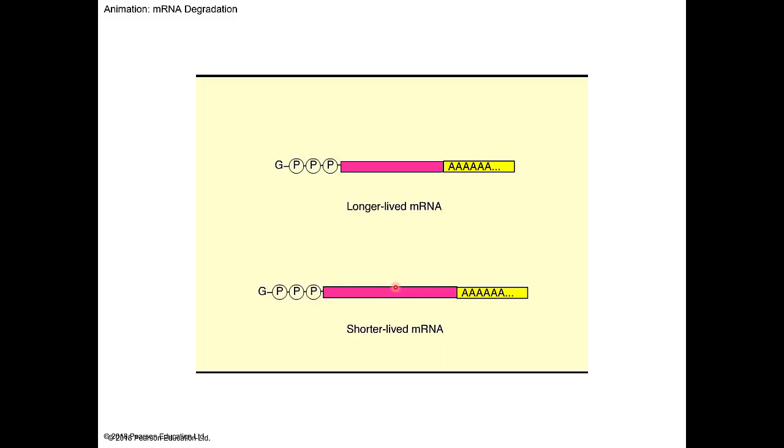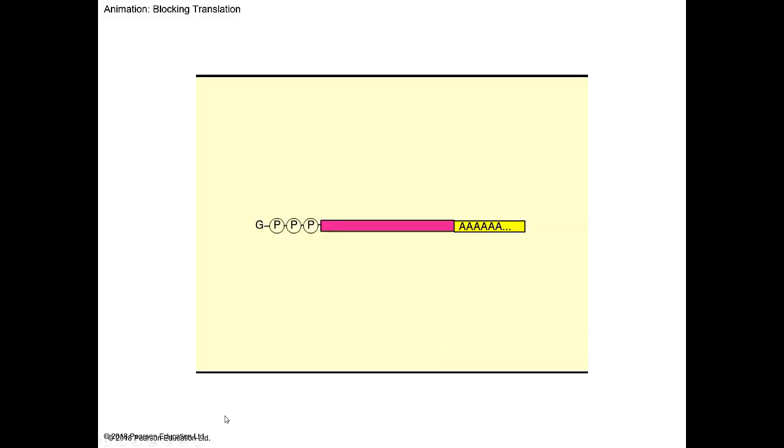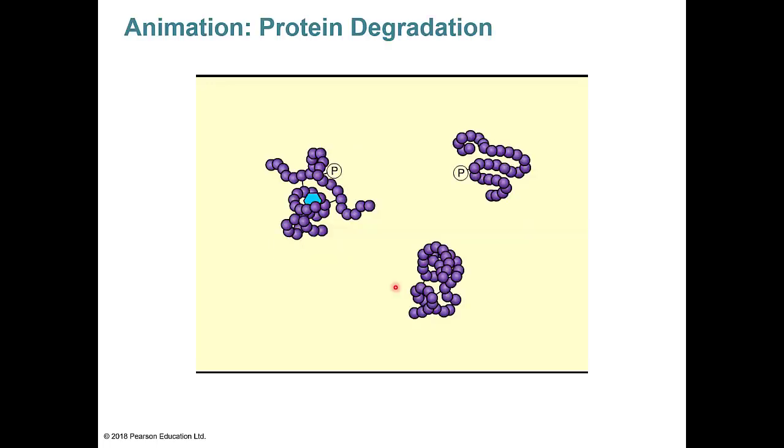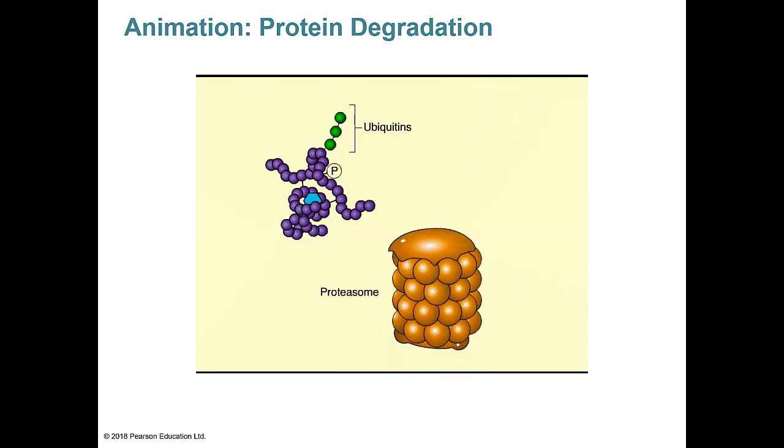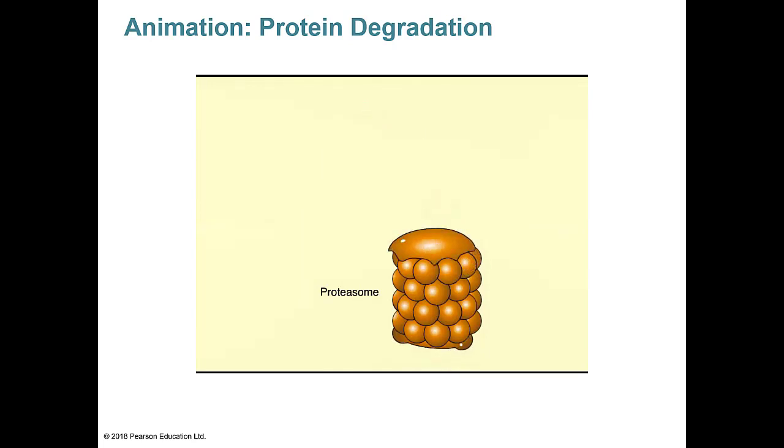This animation shows us a little bit about this messenger RNA degradation. Translation of specific mRNAs may also be blocked by regulatory proteins that bind to sequences within the untranslated region at the 5' end of the mRNA molecule, modulating the amount of protein produced. This animation shows us protein degradation. A cell can get rid of abnormal or damaged proteins and limit the lifetime of functional proteins by means of selective degradation. The cell marks the protein for destruction by attaching small ubiquitin proteins. Giant protein complexes called proteasomes recognize ubiquitin and break down the tagged protein.